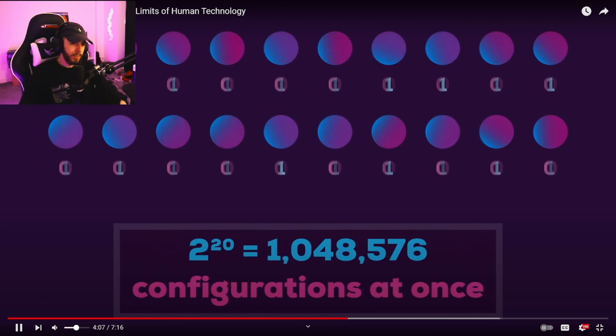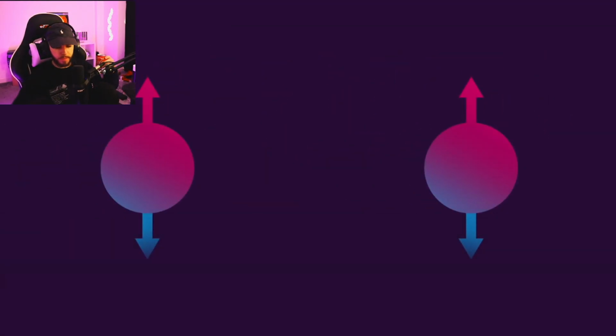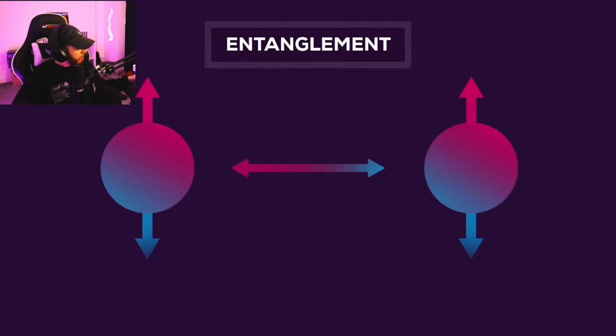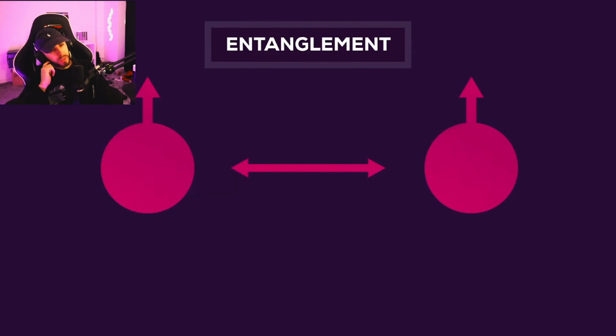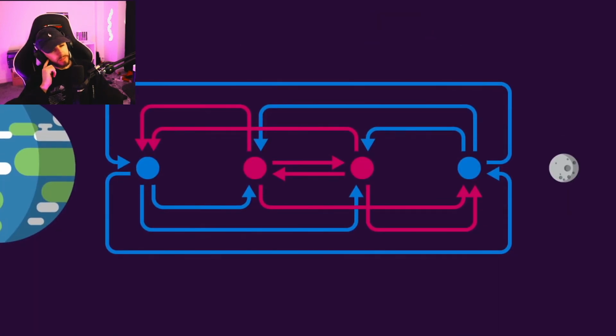1 million values in parallel. A really weird and unintuitive property qubits can have is entanglement, a close connection that makes each of the qubits react to a change in the other's state instantaneously, no matter how far they are apart.